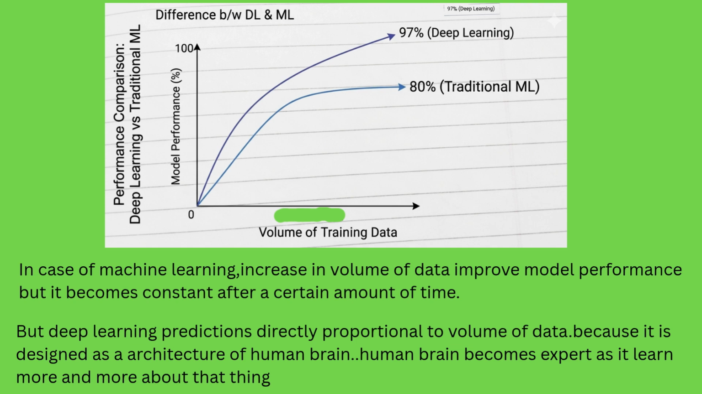Let's check out this graph. Here we can see as we increase the volume of our data, the performance of the machine learning model improves. But after a certain point, the performance becomes constant. But in the case of deep learning, the performance of the model is directly proportional to the volume of data. That means the more data we feed to our model, the better performance we get, because it is inspired by the architecture of the human brain, and the human brain becomes expert as it learns more and more about anything.